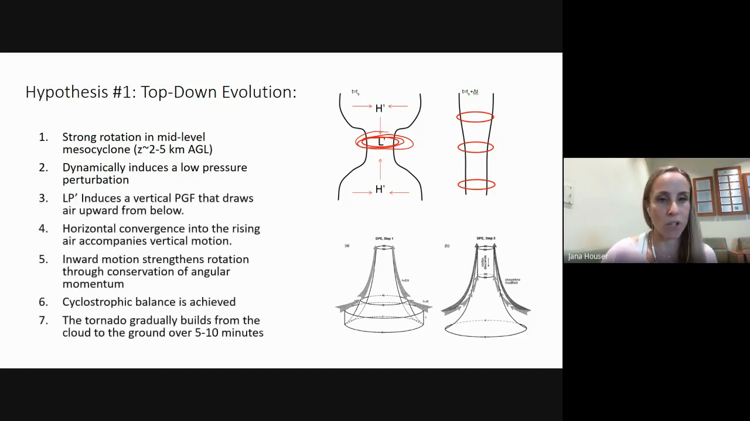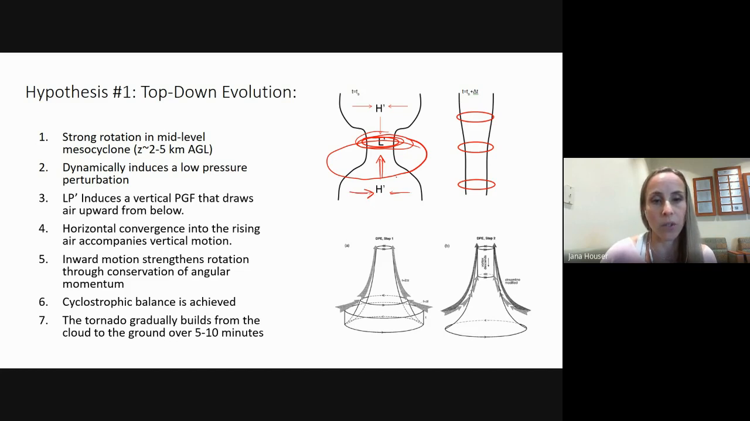So once we have this low pressure perturbation, we're not particularly interested in what's happening above, although it is potentially important. What happens below is what we're more interested in. So we have low pressure perturbation that's going to cause an upward acceleration of air that's directed into that low. And if we have any kind of ambient broader scale rotation, that upward motion is going to promote convergence.